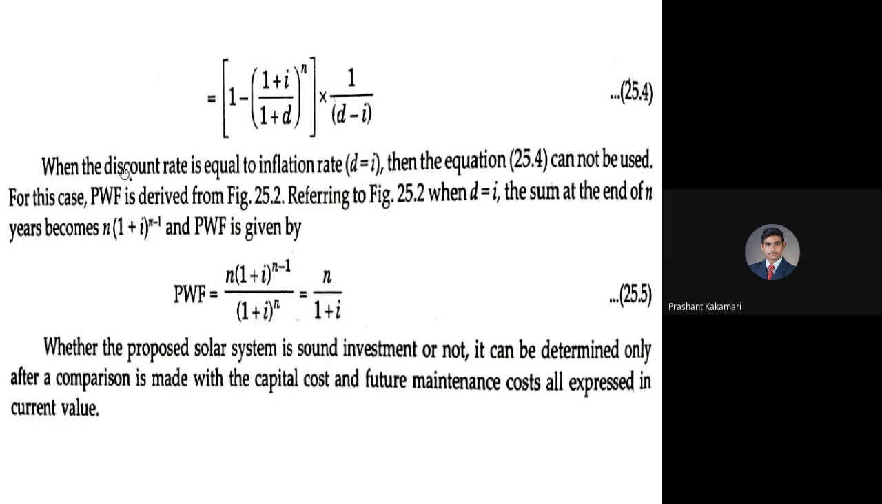Whenever the discount rate is equal to the inflation rate, the equation can be written by putting D equal to I. After opening the bracket, it becomes n into bracket (1 plus I) raised to n minus 1, divided by (1 plus I) raised to n. If the discounting rate and the inflation rate are the same, you can even use the same equation 25.4, putting D and I as the same values. Then you also get the same answer, or else you can go by this equation, n divided by 1 plus I. Both are same.